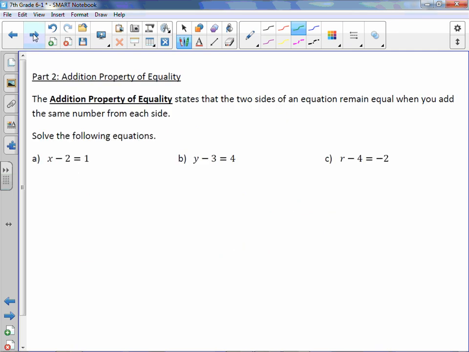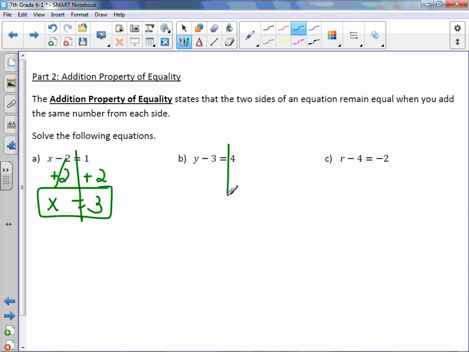Part 2, Addition Property of Equality. The addition property of equality states that two sides of an equation remain equal when you add the same number to each side. So again, we're just solving equations, but this time we're going to use our addition property of equality. X minus 2 equals 1. So we are going to add 2 to both sides to get it away from the X, and we get X equals 3.